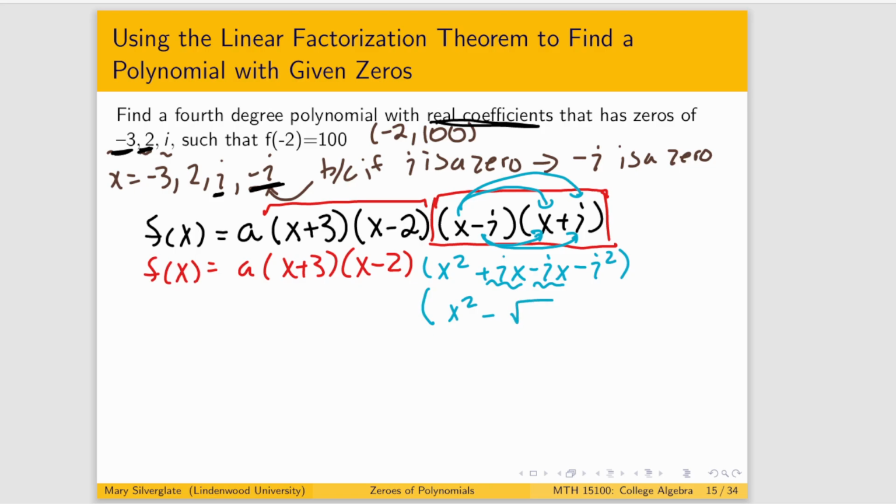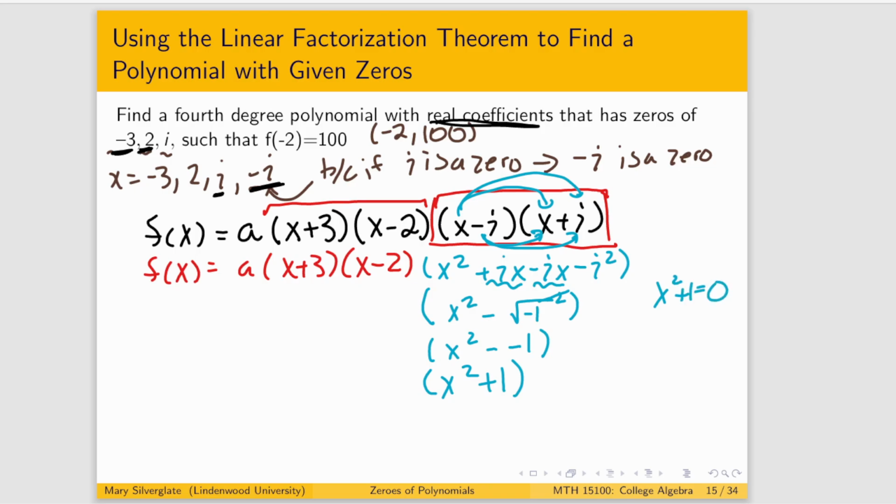And i, by definition, is the square root of negative 1. And once I square the square root of negative 1, that will undo each other. I'm left with x squared minus a negative 1, and that becomes x squared plus 1. And then you could really confirm backwards to make sure that you get the 0 you're expecting.